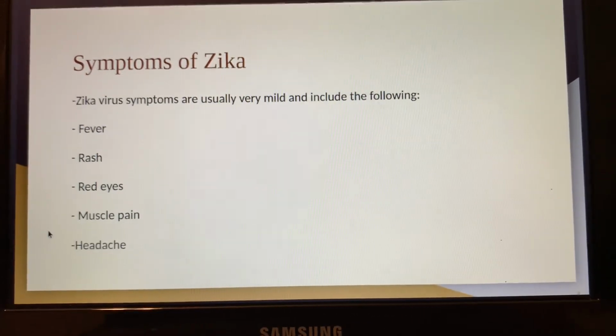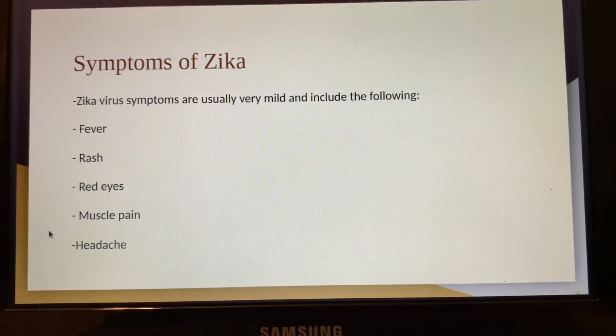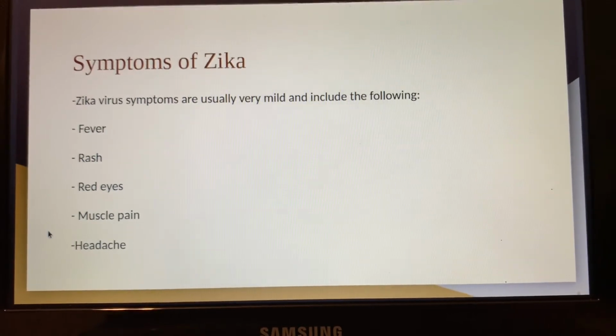Okay, so some symptoms of Zika virus include fever, rash, red eyes, muscle pain, and headaches. The symptoms are usually very mild, and so sometimes people have the symptoms and they don't even realize that they are in concurrence with Zika virus. These symptoms can occur with a bunch of other illnesses. The only way that you would have contracted Zika is if you had these symptoms as well as you have traveled outside of the U.S. to areas that have had it before. That's the only way you would be prompted to be tested.